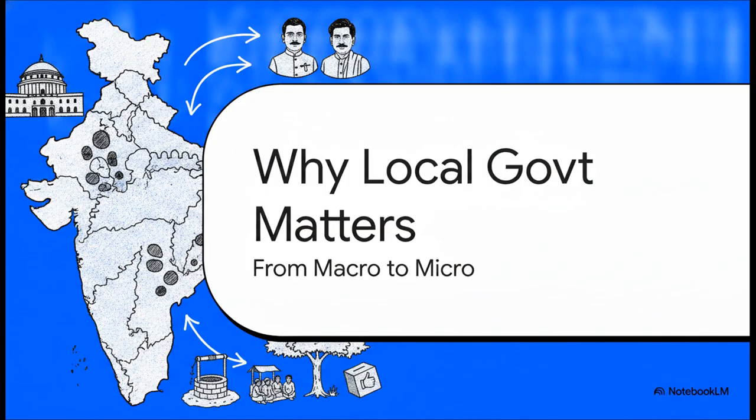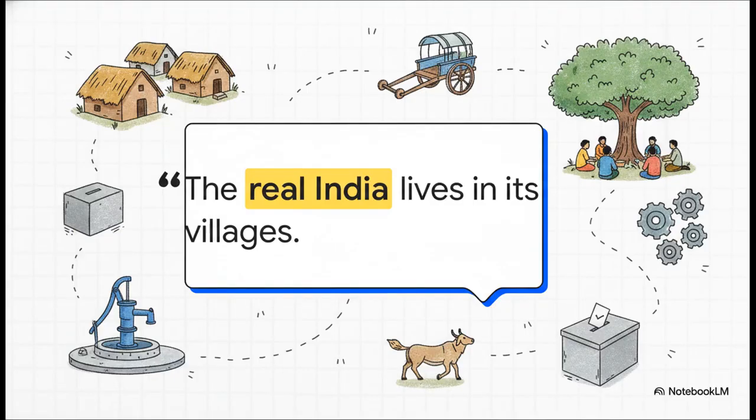Section 1. Why local government matters. Going from the macro to the micro. We often think of democracy on this massive national scale, right? Prime ministers, presidents, giant parliament buildings, and huge capital cities. But to really understand this chapter, we have to look at what M.K. Gandhi famously said, the real India lives in its villages. This idea is essentially the anchor for our whole explainer today. If you want to understand the heartbeat of the nation, you absolutely have to zoom in and understand its villages.